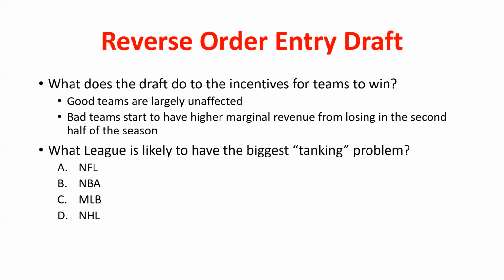What's maybe something else that would influence this? If you think about the specific value of the reverse order draft, you're thinking about the value of having that number one pick. So what might happen if you go from pick 1 to, say, pick 5 across these different leagues?